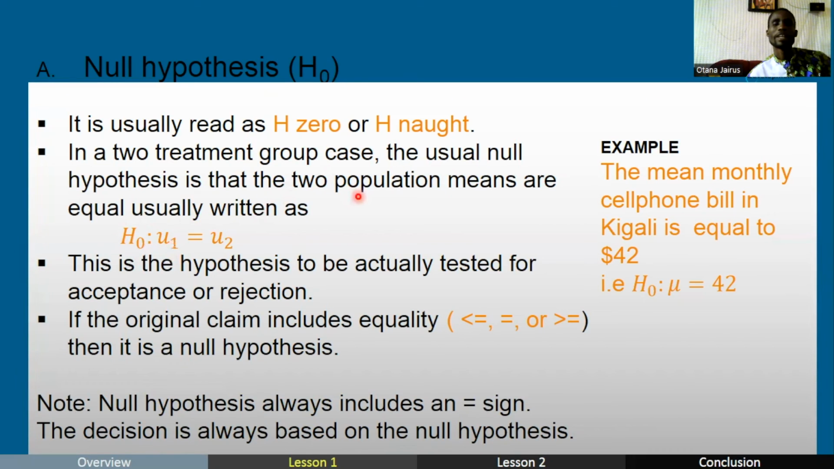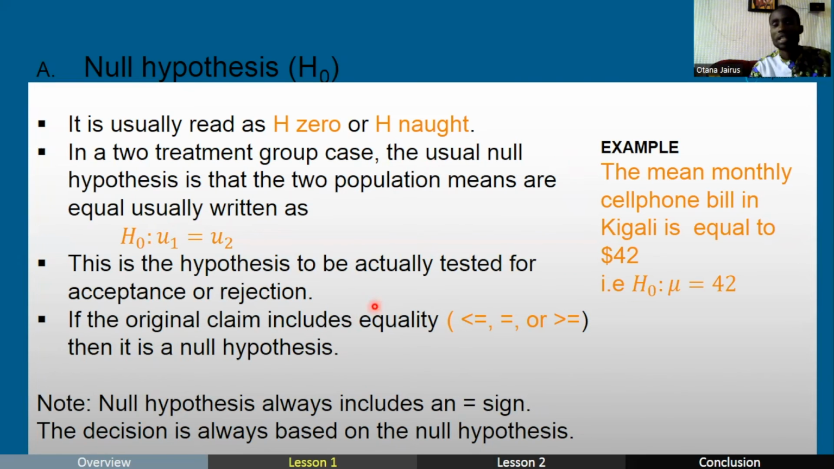H naught. Remember in our Kigali example, we used mu to represent the mean, okay? So here, since we are talking about two population means, we can talk about population mean one and mean two, okay? This is mean one and mean two. So these are just the two hypotheses for the means. This is the hypothesis to be actually tested for acceptance or rejection. When we talk about the null hypothesis, usually we either reject or accept it. That's all we talk about when dealing with the null hypothesis, okay? This is the hypothesis whereby you have to make a judgment from the test you have done. Either you accept it or you reject it.